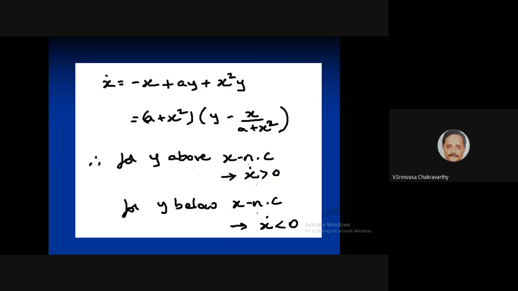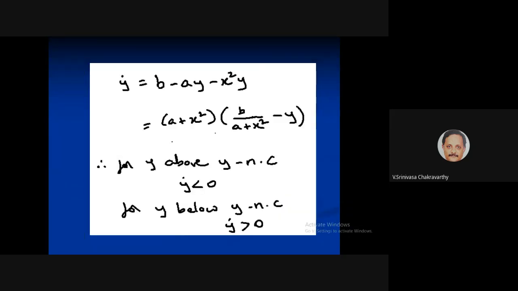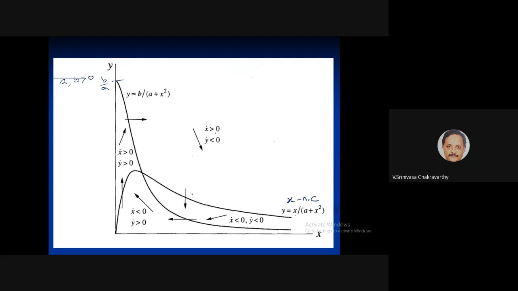Okay, so now if you look at these results, for y above the x null line, x dot is positive; y below the x null line, x dot is negative. So let us show that here. Y above x null line, x dot is positive. Here you can see that the two null lines, which are not straight lines, divide the entire plane into 4 regions, right?